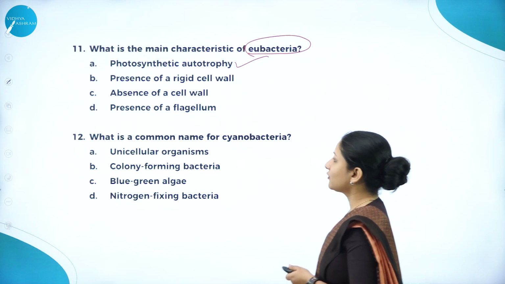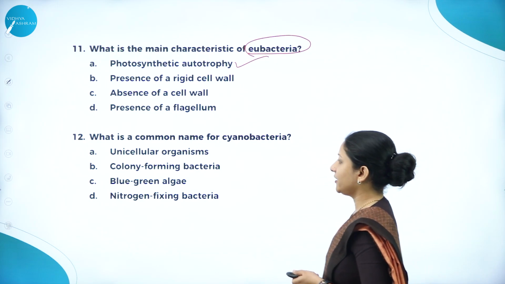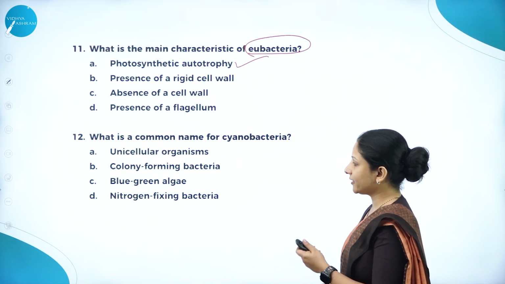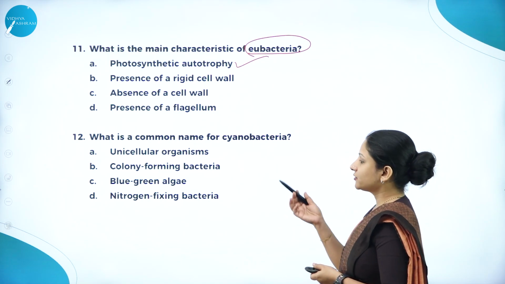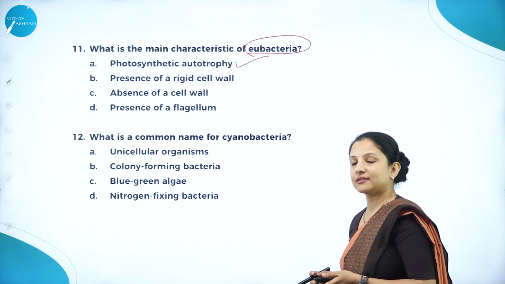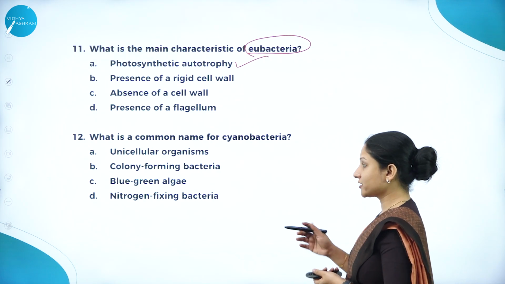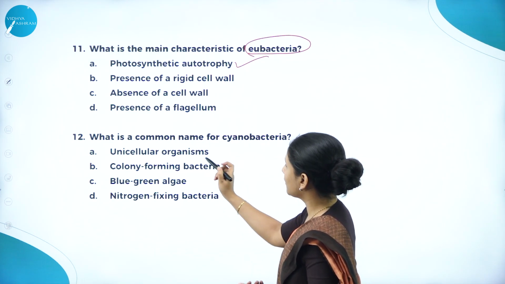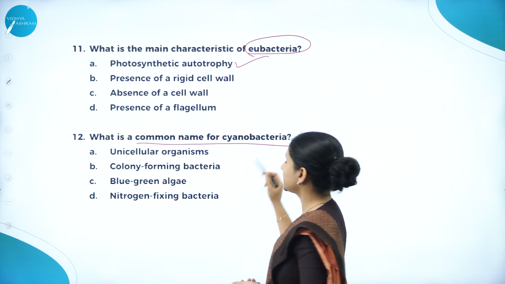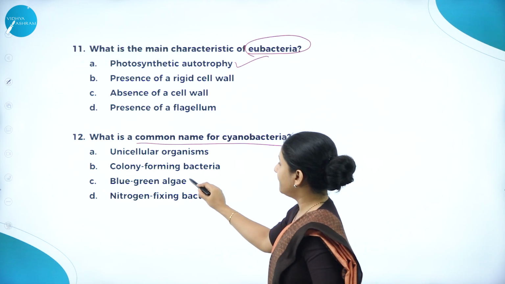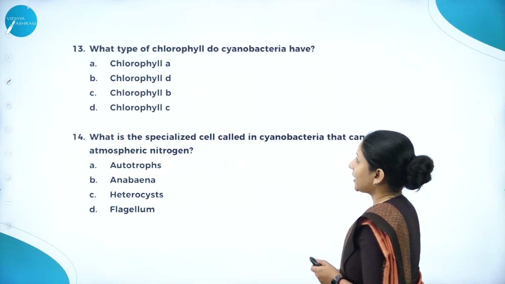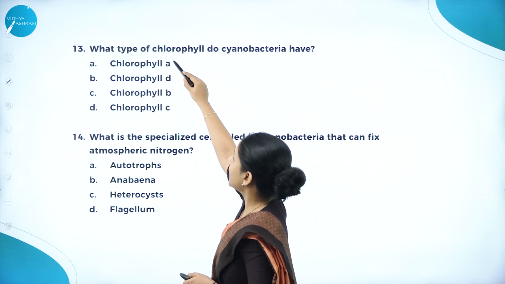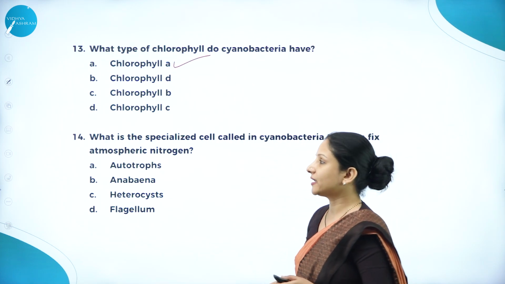Next question. What is a common name for cyanobacteria? Unicellular organism, colony forming bacteria, blue-green algae, nitrogen fixing bacteria. Nitrogen fixing bacteria, it is Anabaena that can fix nitrogen, which is again a cyanobacteria. But here, what is the question? What is the common name for cyanobacteria? Cyanobacteria is also called blue-green algae. What type of chlorophyll do cyanobacteria have? They have chlorophyll A. The answer chlorophyll A is the right answer here.